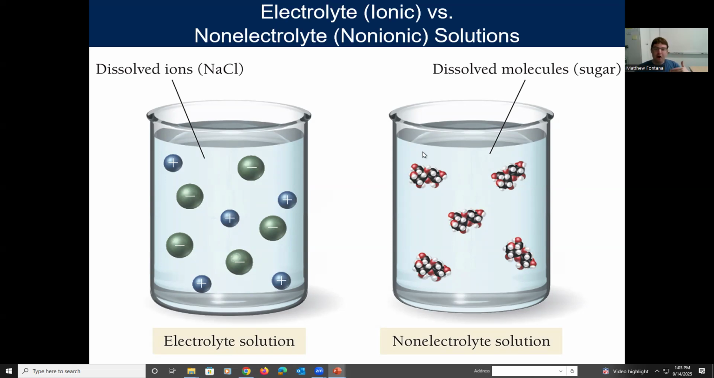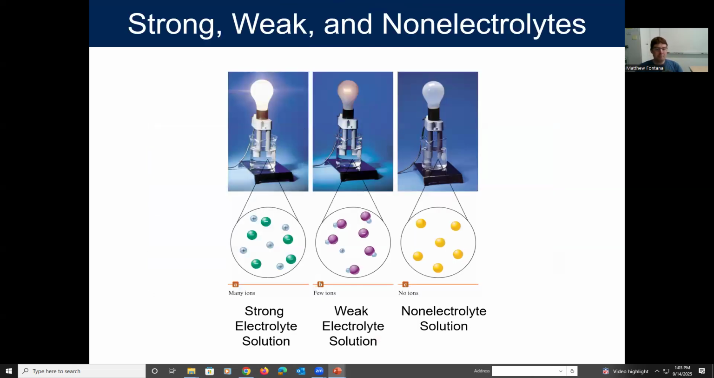If you have dissolved molecules, things that are themselves neutral, then you're going to have a non-electrolyte solution. So the definition for electrolyte solution can be either a strong electrolyte solution, a weak electrolyte solution, or a non-electrolyte solution. What you notice here is that the strong electrolyte solution conducts electricity really well. The non-electrolyte solution does not conduct electricity. And in the middle, a weak electrolyte solution conducts some electricity, not tons really.